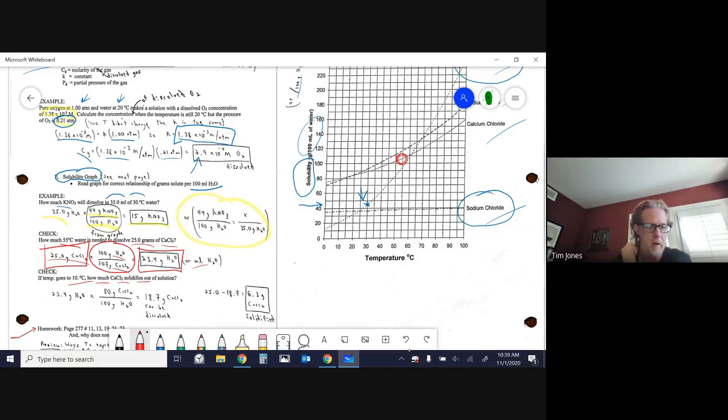So I know the amount of water from my prior answer. This is my new conversion based on 10 degrees. So 10 degrees, calcium chloride is here. It's right at 80. That gives me 18.7. Now realize that's how much will stay dissolved. I subtract that from the starting amount to say 6.3 grams will solidify out, or some people like to say precipitate.